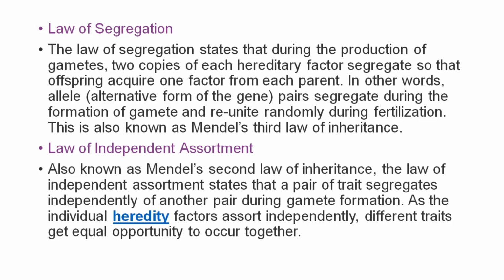The law of independent assortment is also known as Mendel's second law of inheritance. The law of independent assortment states that a pair of a trait segregates independently of another pair during the gamete formation. As the individual heredity factors assort independently, different traits get equal opportunity to occur together. During the heredity process, the passing of genetic material from one generation to the next, the alleles are transferring, assorted independently without any segregation process. This is only the law of independent assortment.